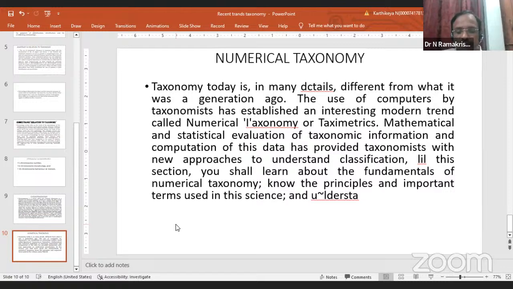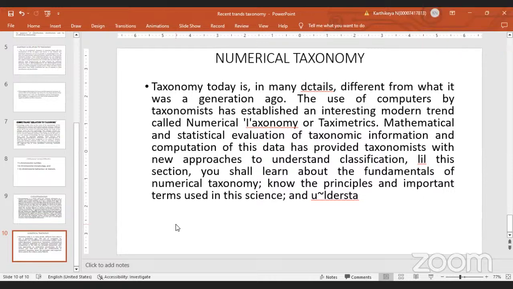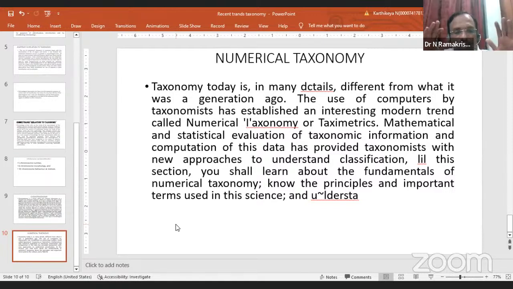Next, we are going to another one, that is taxonomy of angiosperms. What is the meaning of taxonomy of angiosperms? It means naming of plants in the flowering plants. Now I am showing 10 plants. In these 10 plants, how many plants belong to one family?